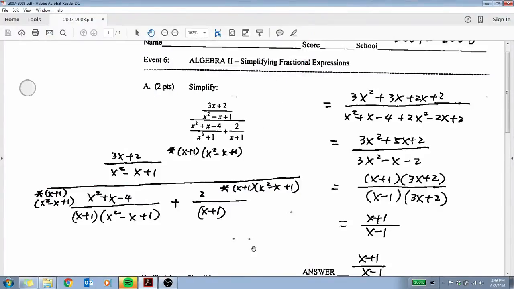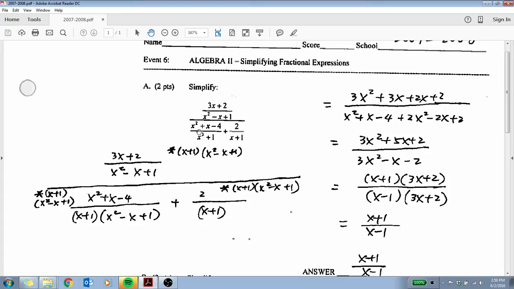In this problem, we are trying to simplify this complex fraction. A technique we can use to simplify quickly is to take a look at the bottom fraction, this entire thing down here, and find the least common denominator of this entire fraction. When I do that, I'm going to multiply both the numerator of the entire fraction and the denominator of the entire fraction by that least common denominator.